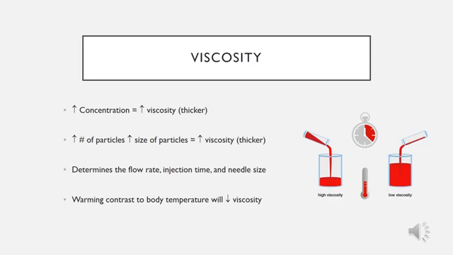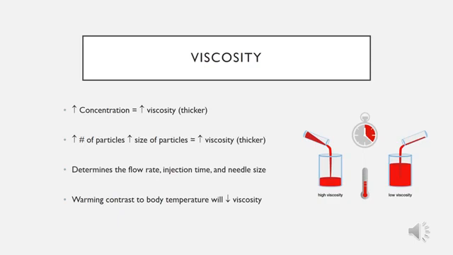Don't confuse viscosity with velocity, two different things. So the viscosity of a contrast influences the flow rate of the contrast during an injection. It can also influence the injection time. So if we want that contrast to end up in a certain location of the body, let's say the kidneys, according to the viscosity of the contrast, that's when we know when to inject and when to take our images.